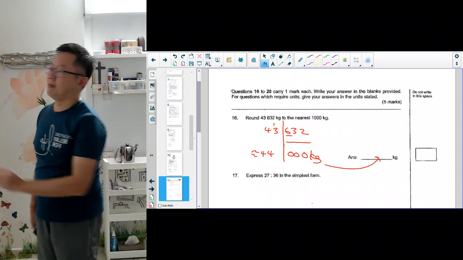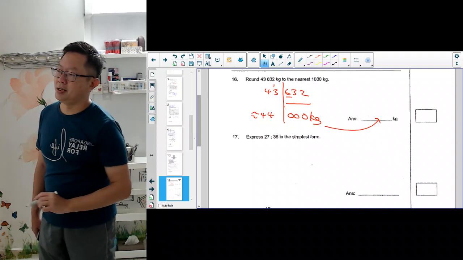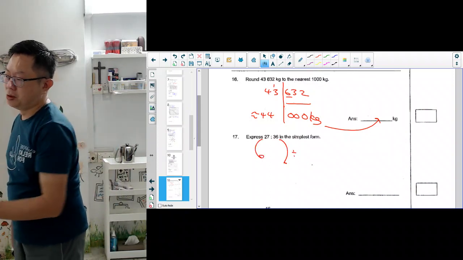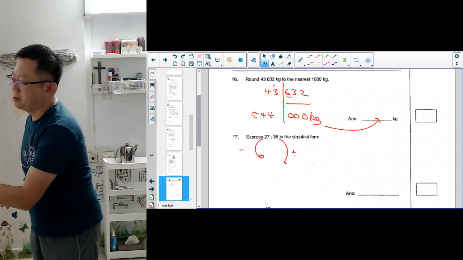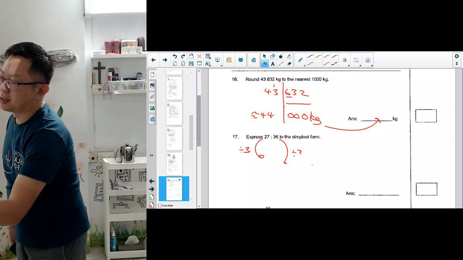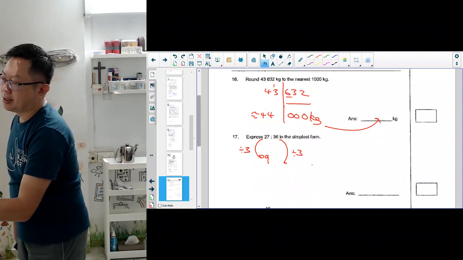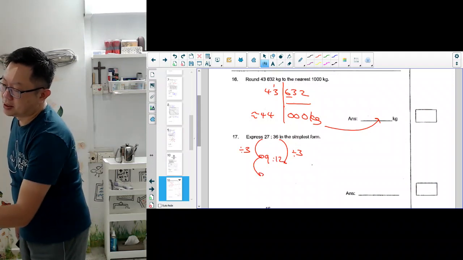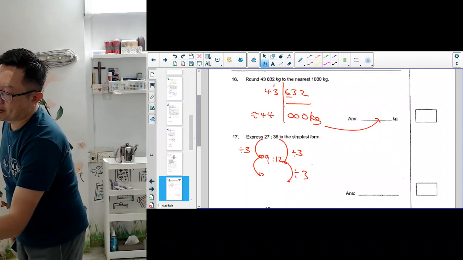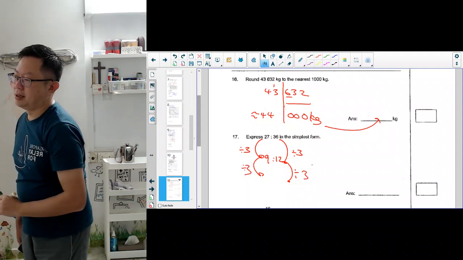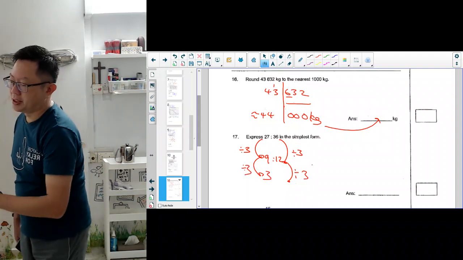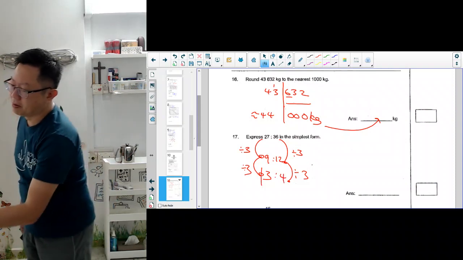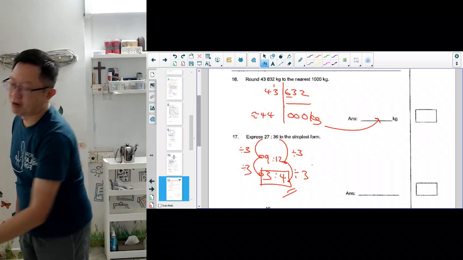Okay, next one. Express 27 to 36 in the simplest form. So you divide by 2, you can't. You can't divide by 2, then you divide by 3. So you have 27 divided by 3, 36 divided by 3, right? And you can still divide some more. So you divide by 3 again, and you will get 9 divided by 3 is 3, 12 divided by 3 is 4. So your simplest form will be 3:4.